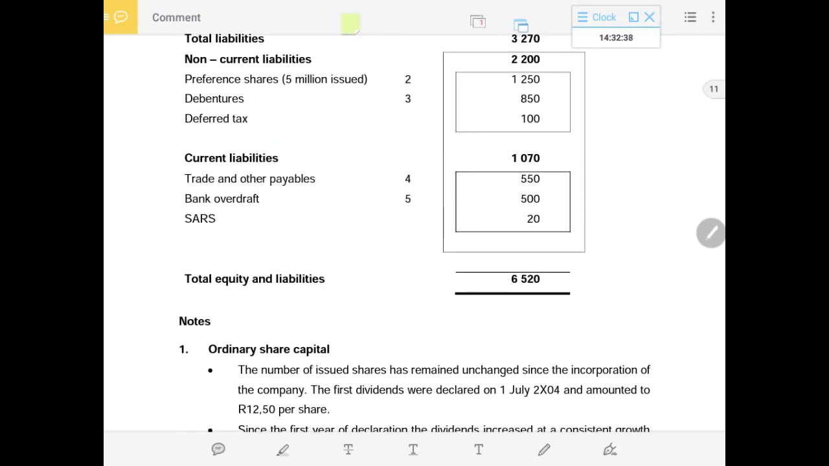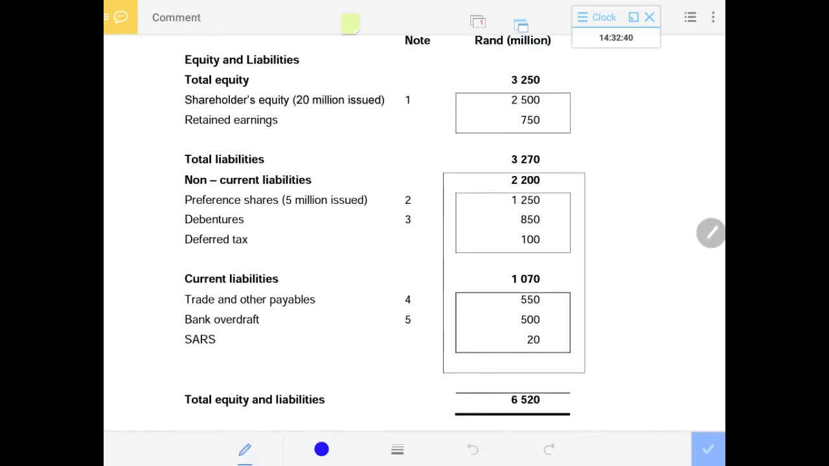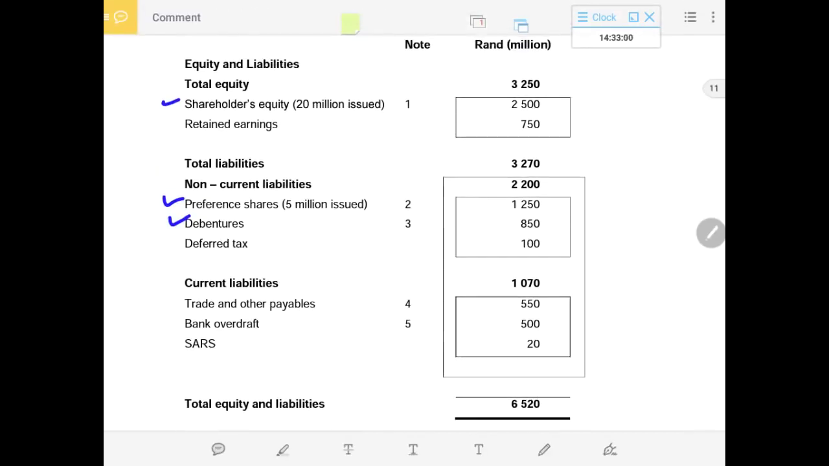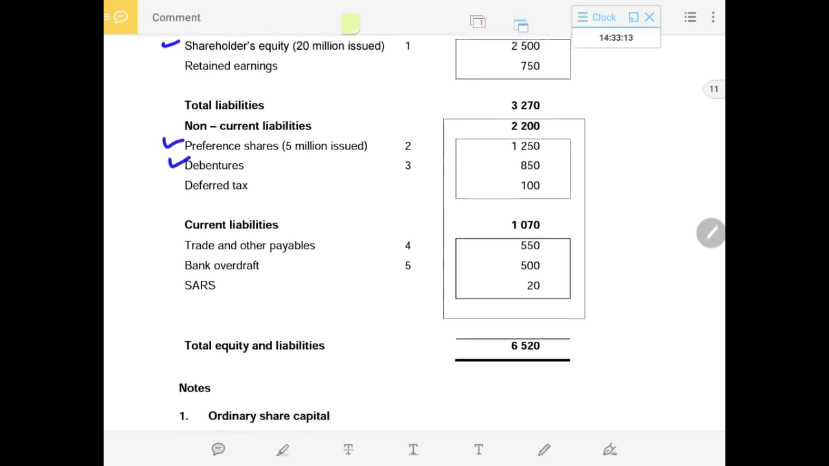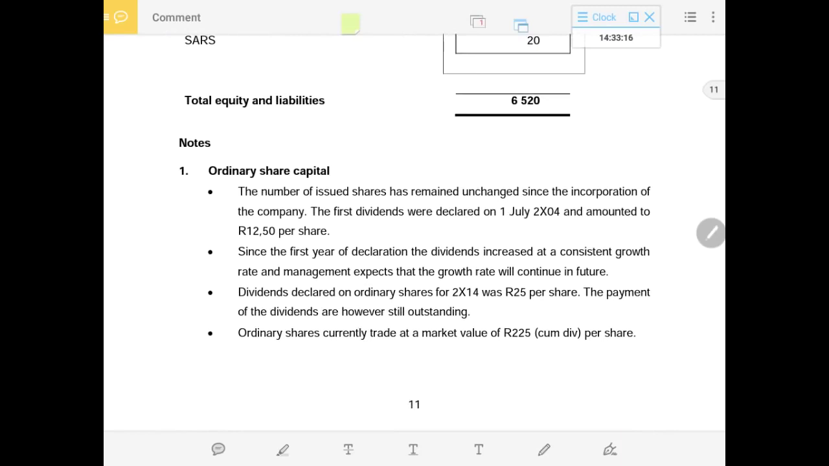They might just present you with the information, and the minute you see that you are dealing with preference shares, debentures, and ordinary capital or ordinary shares, then you already know that you are dealing with the weighted average cost of capital. It will always be clear from the information provided. Sometimes this information might not be in table format like the statement of financial position. It might be given to you in sentences or in paragraphs, so still be able to extract such information and apply it where necessary.